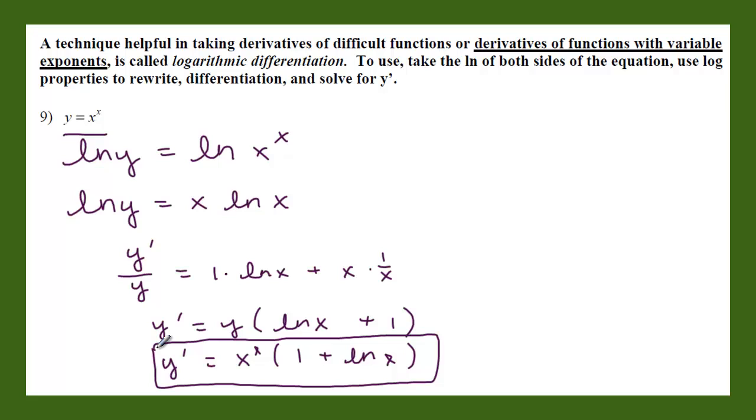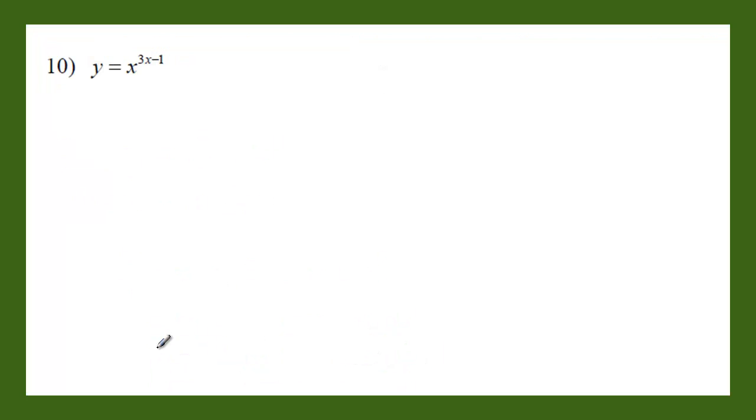Okay, so let's go ahead and look at another example. Here we have y equals x raised to the 3x minus 1. Okay, so same idea. We want to rewrite this problem so that we can use one of our derivative rules. So we'll go ahead and take the natural log of both sides. So natural log of y will equal natural log of x to the 3x minus 1.